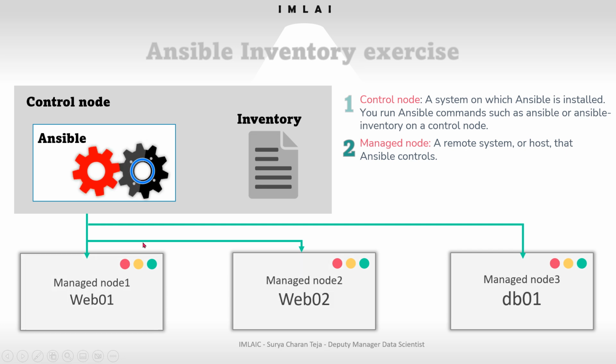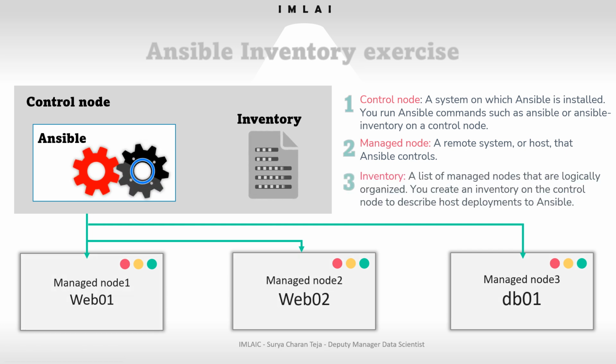Then we have inventory. Inventory is a list of managed nodes. It consists of a list of managed nodes that are logically organized. You create an inventory on the control node to describe host deployments to Ansible. So this is the overall ecosystem, and these are the activities we are going to do.